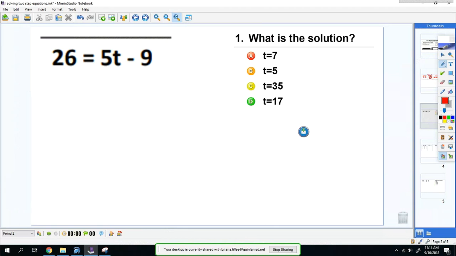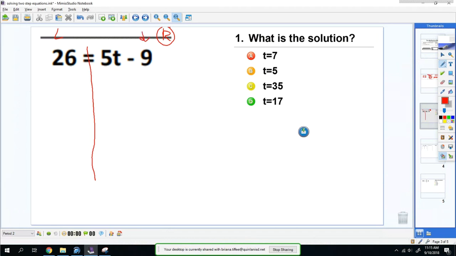Okay, so what you do is you draw your line. You have a left side and you have a right side. Last time we looked at the left. This time we're going to look at the right because that's where our letter is. So the number I'm going to look at first will be 9.